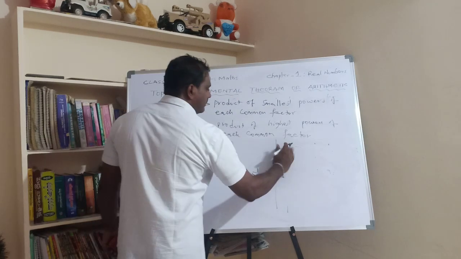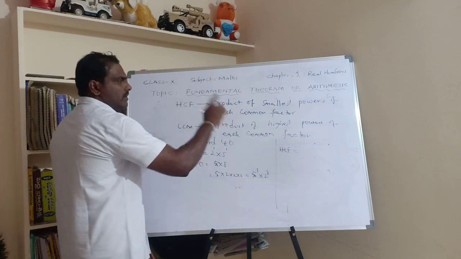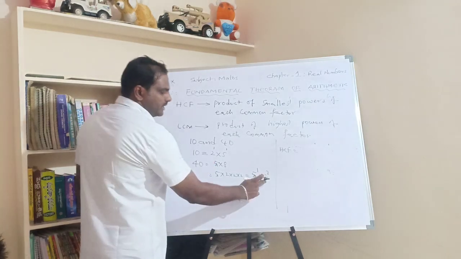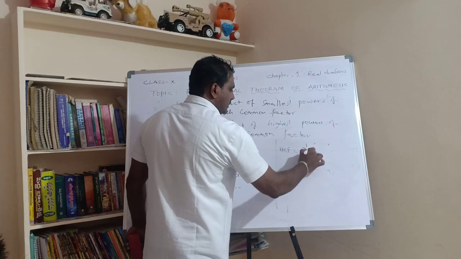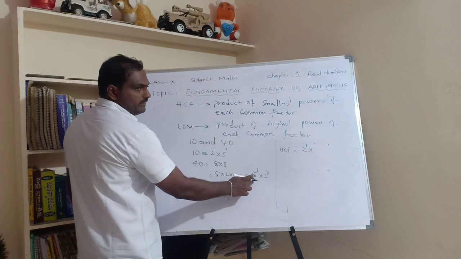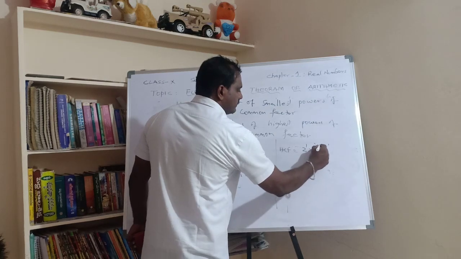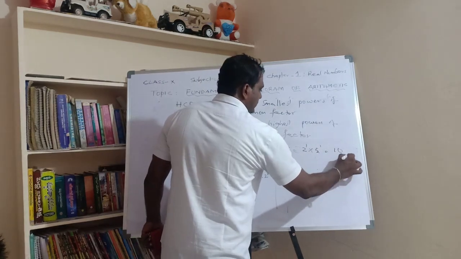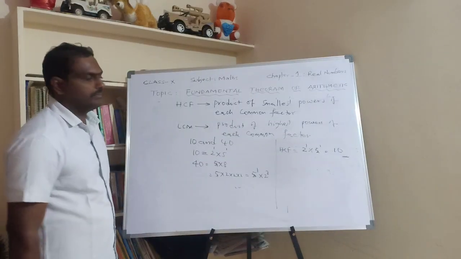Now the HCF. What is the HCF? The product of the smallest powers of each common factor. Here we have 2, here we have 2. But what is the smallest power? 2 power 1. Into 5, here we have 5, here we have 5, but 1 and 1, both are the same. So it is 5 power 1. So 2 power 1 into 5 power 1, that is 2 into 5, which is 10. Therefore the HCF of 10 and 40 is 10.